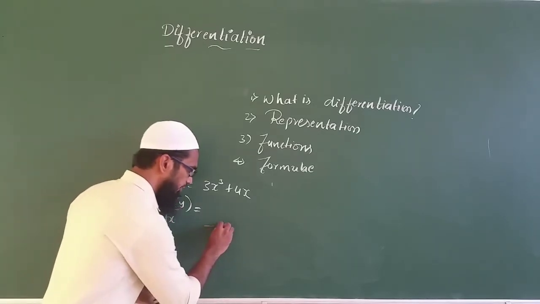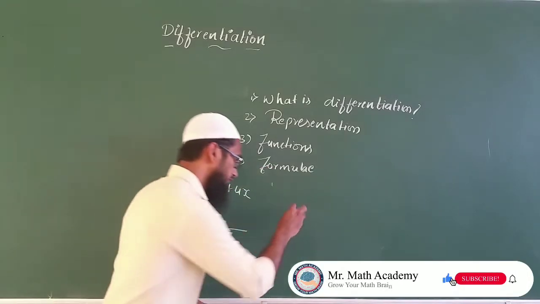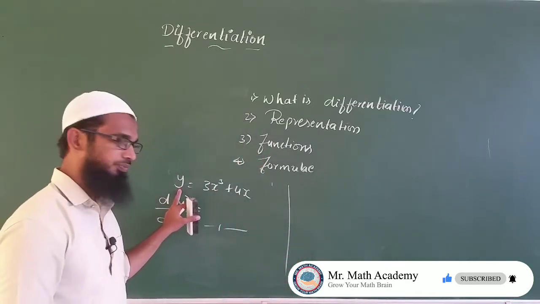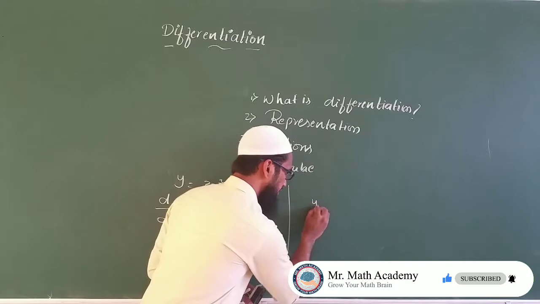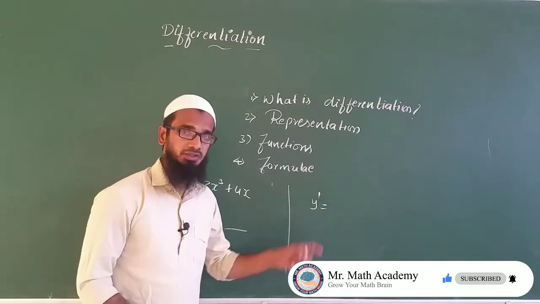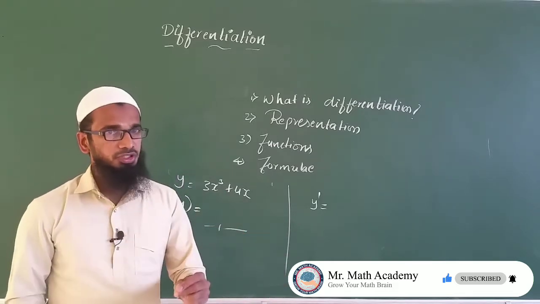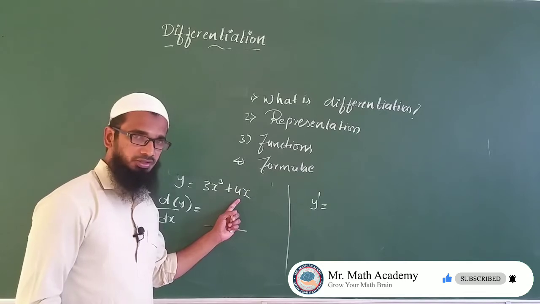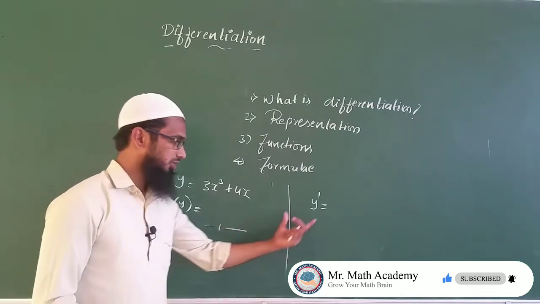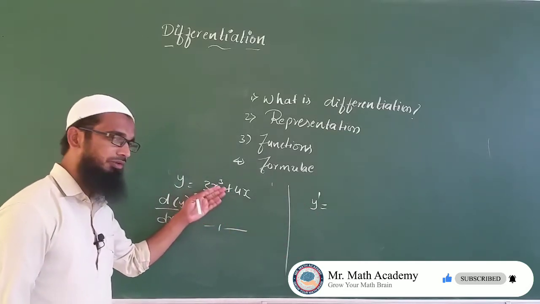So this is how we can represent the derivative of any given function. We can represent it like this also. For example, if y is given and I directly write y dash, this y dash also indicates the derivative of the given function. It means after differentiating with respect to x, I get some solution, which we represent as y dash. It's nothing but the derivative of the given function.